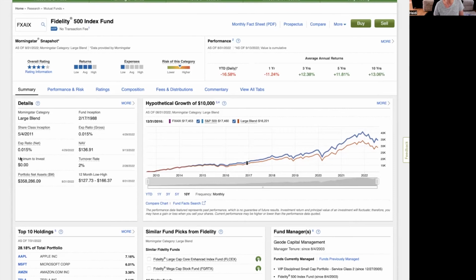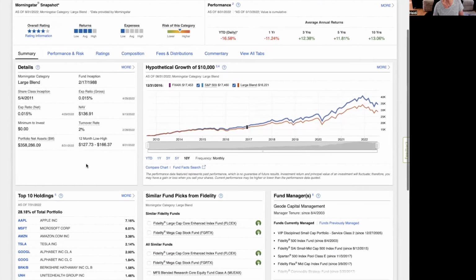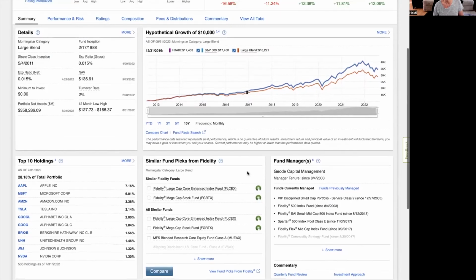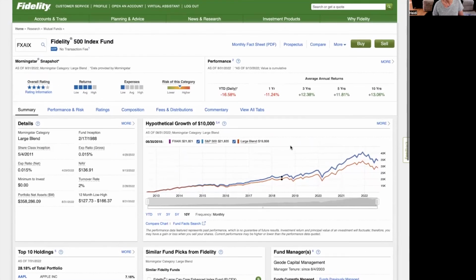And you see how really, really low my expense ratio was. We were looking at some that were like 1.4, 1.2%. This is 0.015%. No minimum to invest. And this is the S&P 500. You can see your top 10 holdings, just what you would expect to see for the top 500 companies in the United States. And you can see how it does. So that's it for looking at a prospectus and maybe how to look for an index fund.